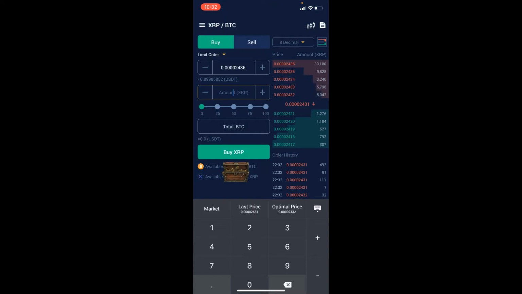So if I wanted to buy 1,000 XRP, it will tell me how much 1,000 XRP is in USDT, which is $899.85 for 1,000 XRP on Bitrue. I'm just doing this as an example. I'm not actually buying anything. I'm just showing people who need to know how to trade on Bitrue how this thing works, from my own personal opinion. So I'm going to minus it all the way back down to 0.